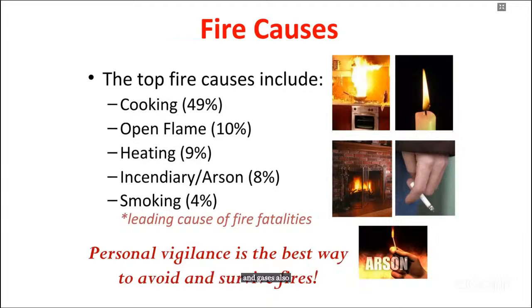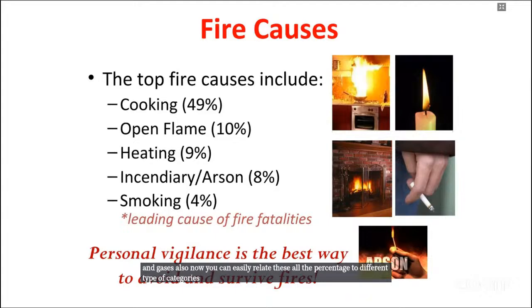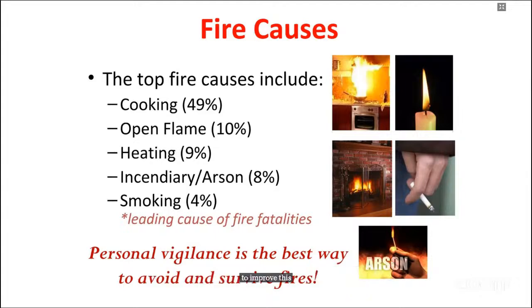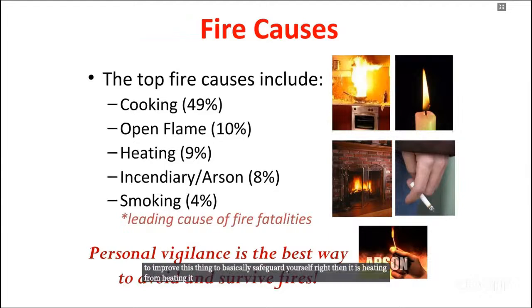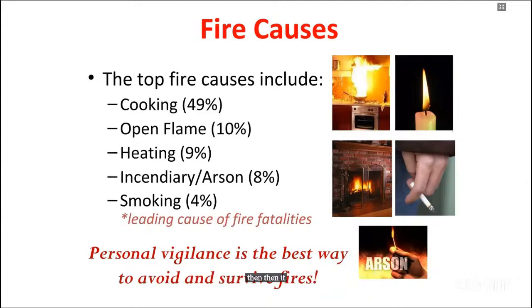Now you can easily relate all these percentages to different types of categories, and you can easily make out which type of extinguisher can be implemented to improve this, to basically safeguard yourself, right? Then it is heating. From heating, it's 9%, and then it's incendiary or arson, it's 8%.